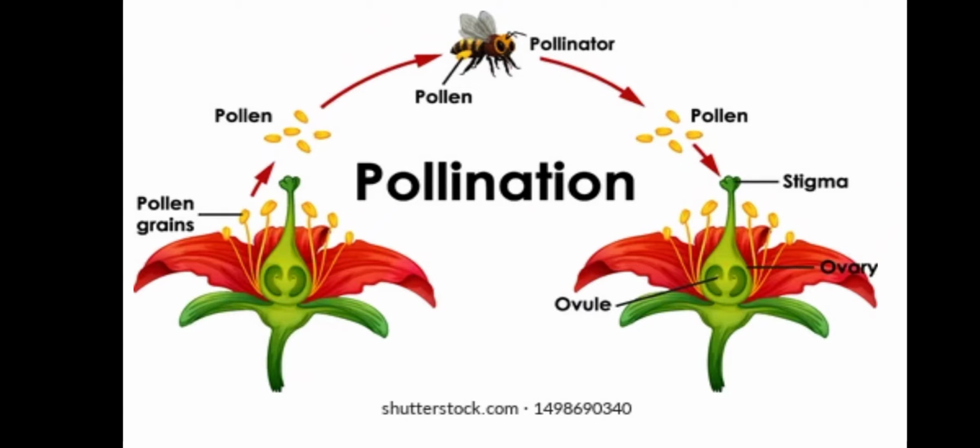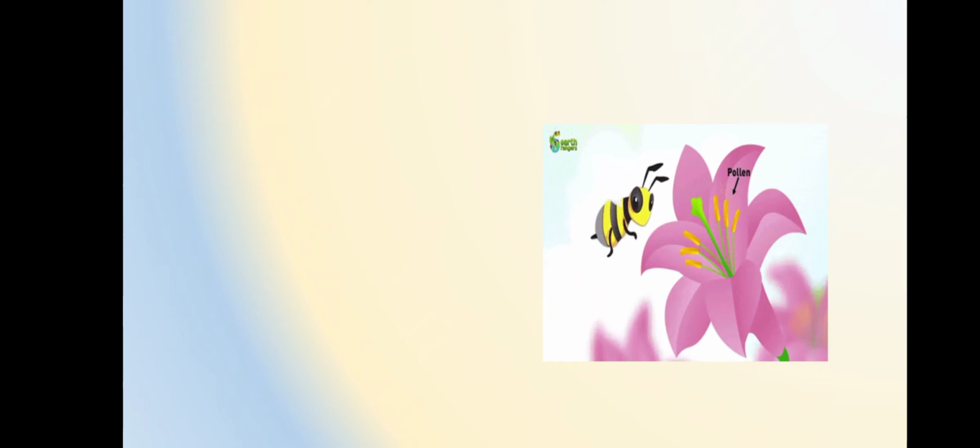Now today we are going to learn about pollination. So transfer of pollen grains from anther to the stigma of another flower or the same flower is known as pollination. So let us understand what is pollination then.